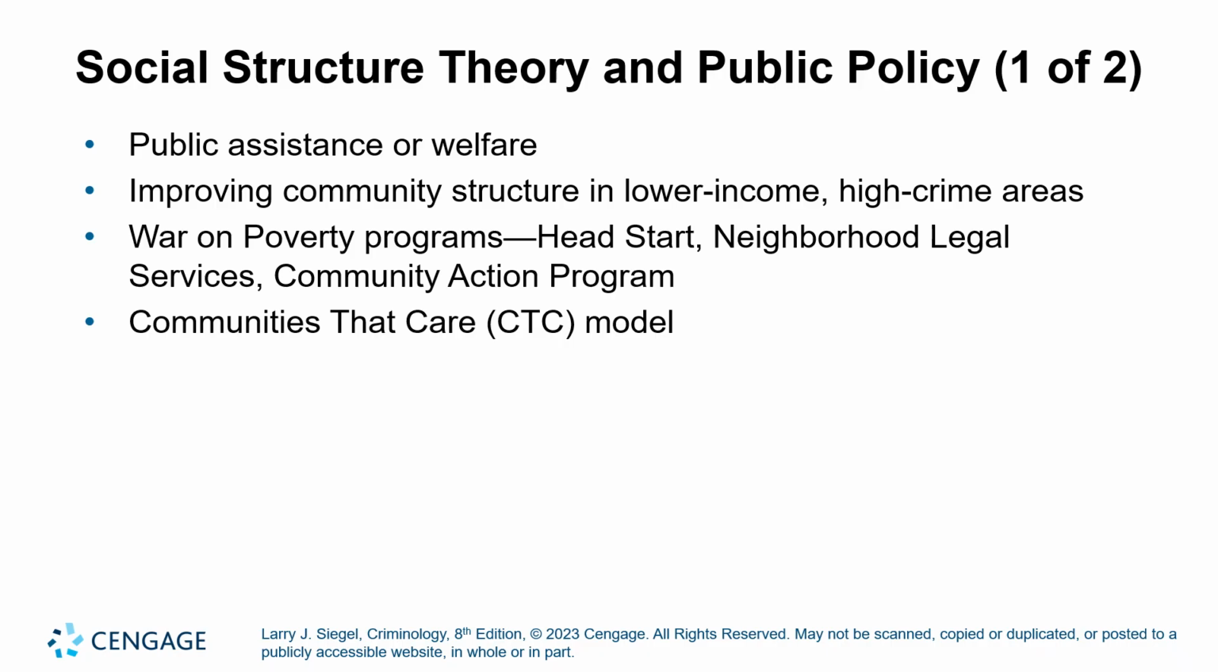Social structure theory also has important public policy implications because it suggests that crime can be reduced by addressing underlying social and economic conditions. One approach involves public assistance or welfare programs, which aim to reduce poverty and economic strain. Policies also focus on improving community structure in lower income, high crime areas by strengthening neighborhoods and local institutions. During the War on Poverty, programs like Head Start, Neighborhood Legal Services, and the Community Action Program were designed to expand opportunity and reduce inequality. More recently, models like Communities That Care, or CTC, emphasize prevention by building strong, supportive communities to reduce the risk factors associated with crime.